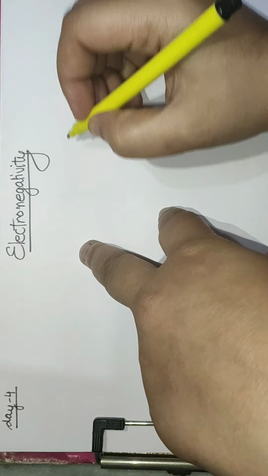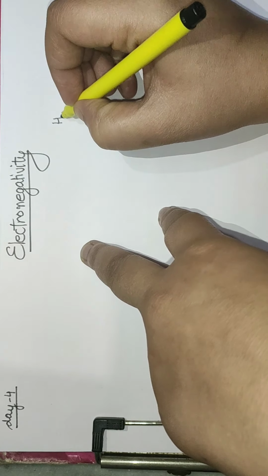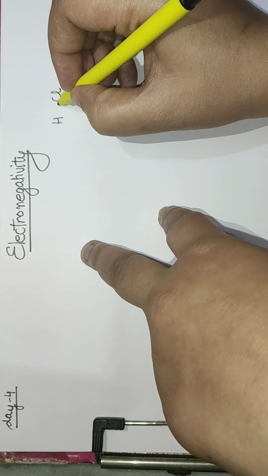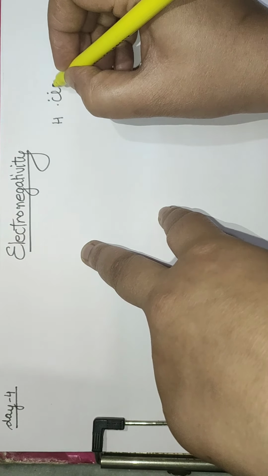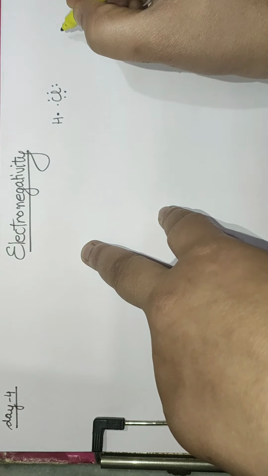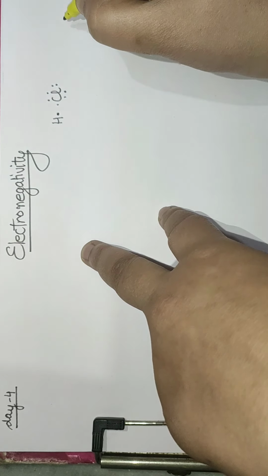What does it mean? You have H and Cl. Chlorine has 7 electrons in its outermost shell, while hydrogen has 1. So between the two, a covalent bond exists.